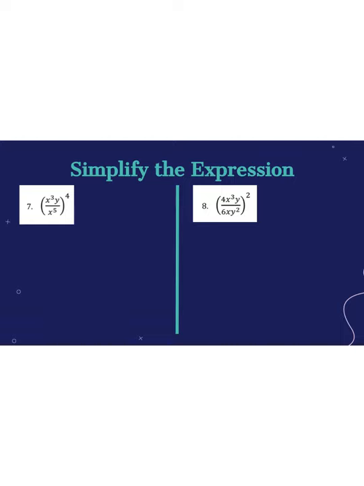So number 7, I'm looking for any coefficients right away. I don't see any numbers that are ahead of the letters, so I don't have to do anything with that. The next thing I'm going to do is simplify and see, is there anything I can take care of inside those parentheses? When I look at that one, I can see that I have x to the third divided by x to the fifth.